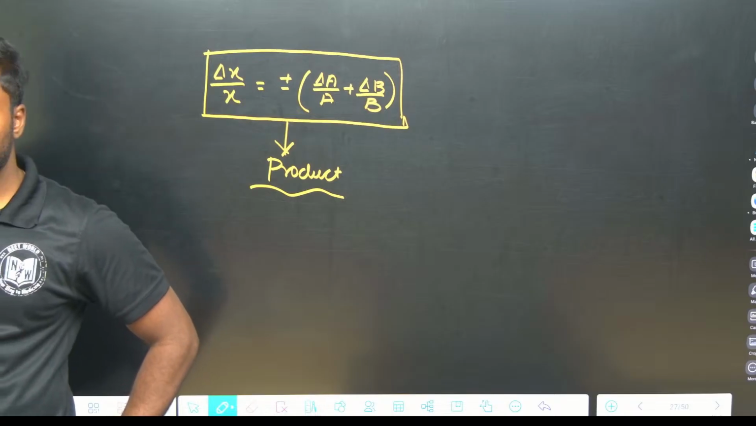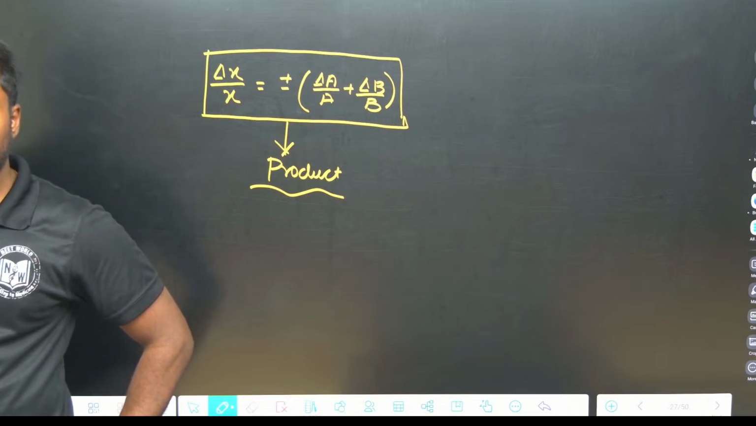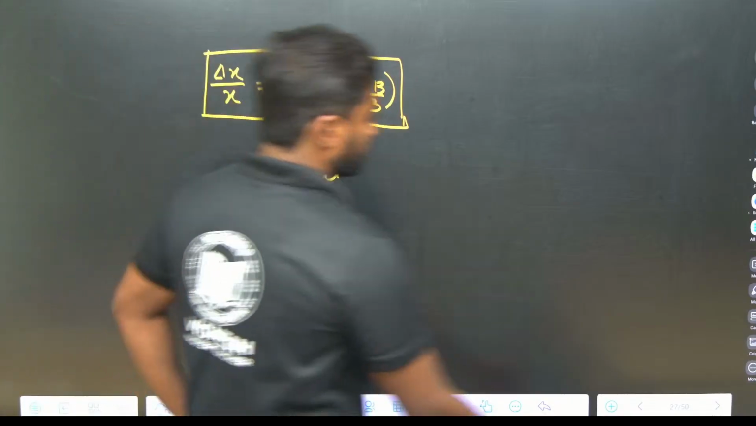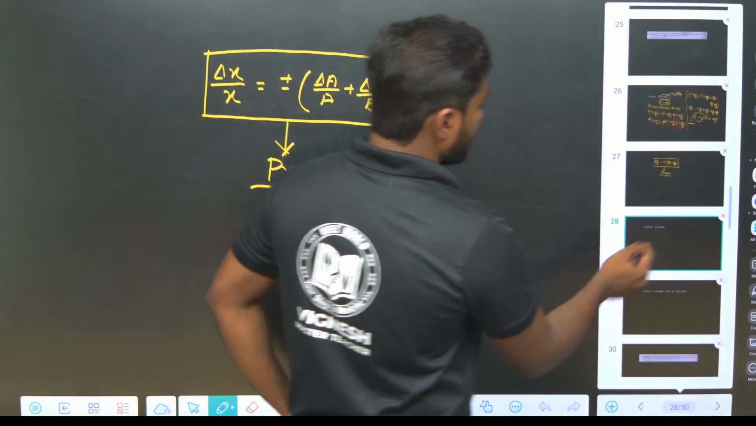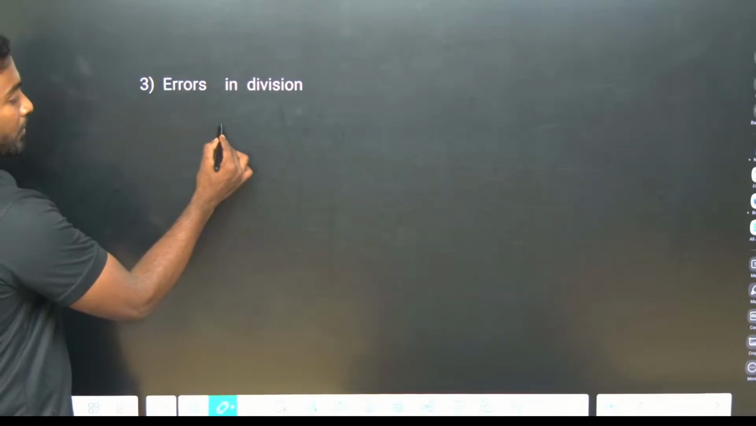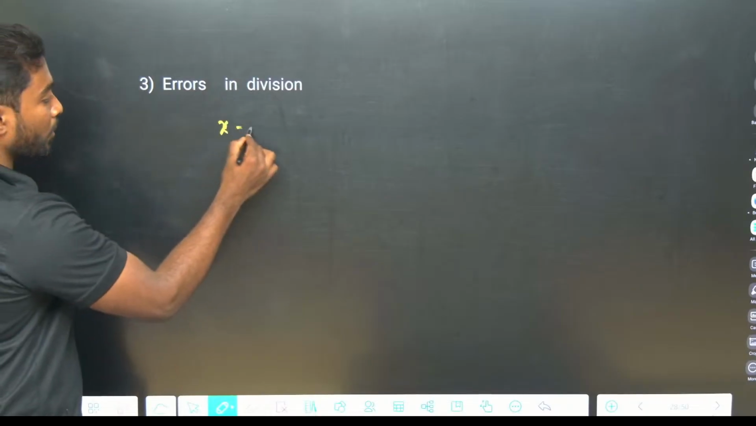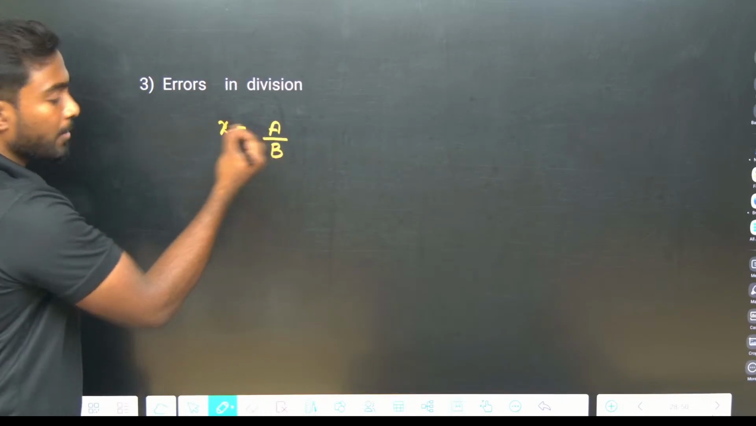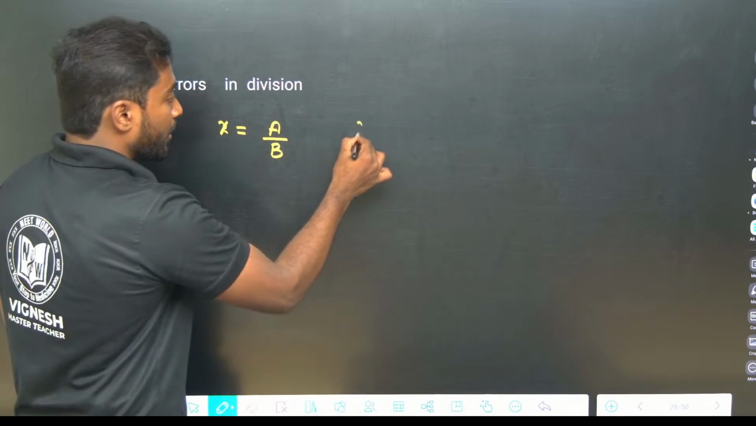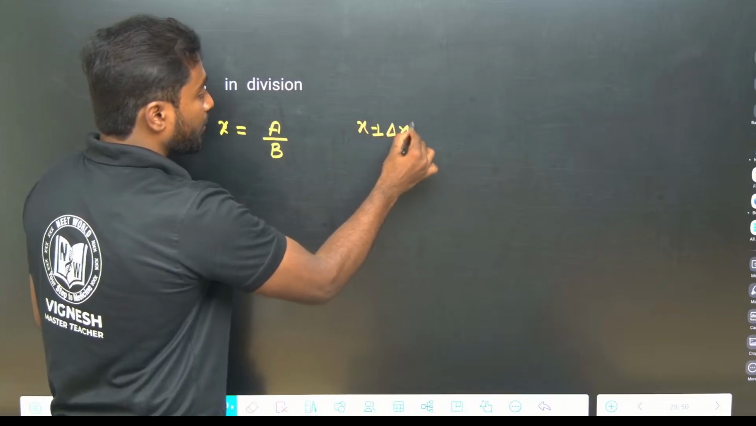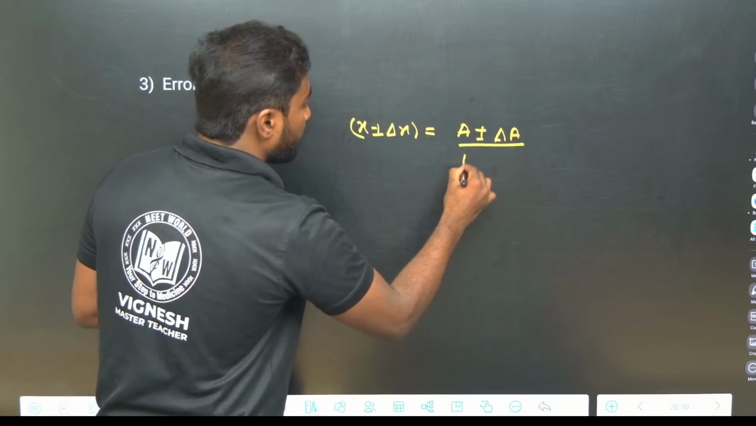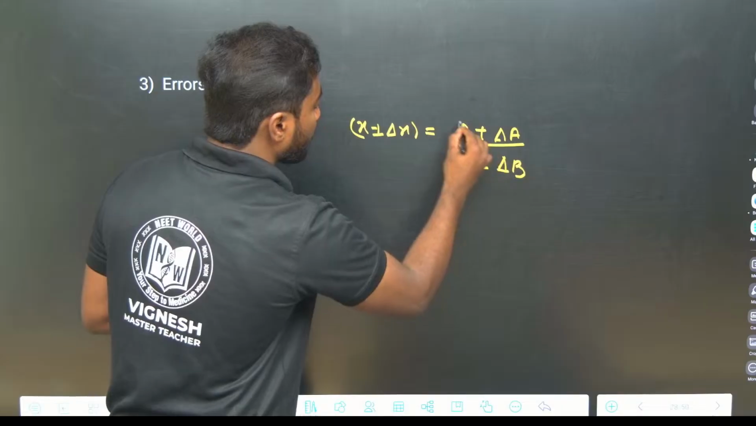Right now, can we go for the next one? Division. Okay, fine. So errors in division. When I take the division, same, x equals A by B. Similarly, what will happen for the errors: x plus or minus delta x will be equal to A plus or minus delta A by B plus or minus delta B, right?